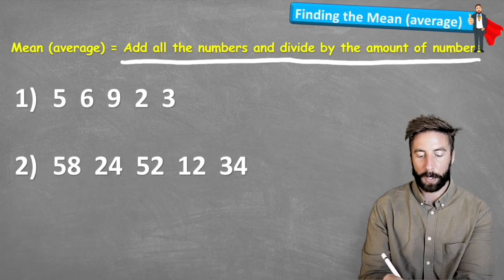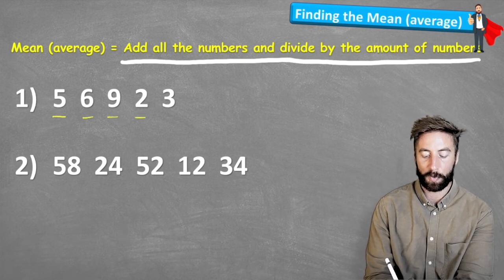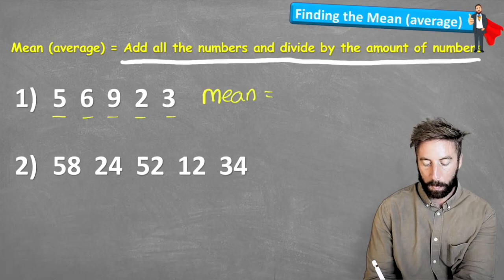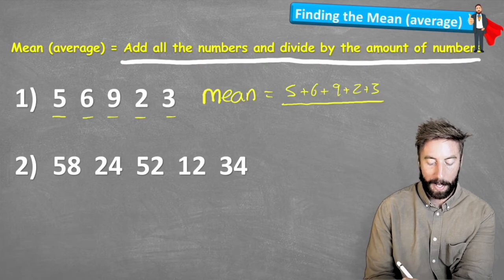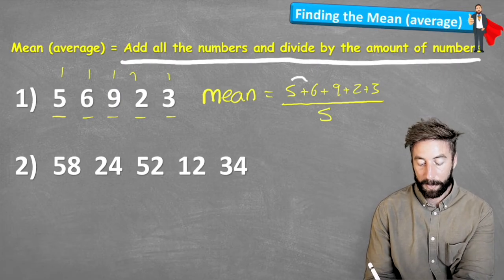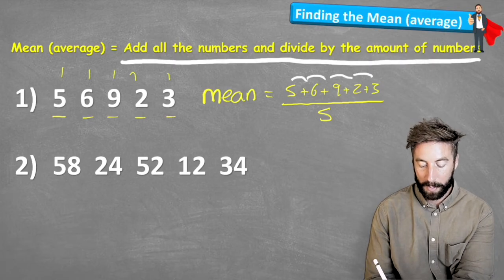Let's see what that looks like with question 1. So question 1 has numbers 5, 6, 9, 2 and 3. So let's add them up. So we have mean equals 5 plus 6 plus 9 plus 2 plus 3 divided by how many we have? We have 1, 2, 3, 4, 5. So let's add them up. 5 and 6 is 11, plus 9 is 20, plus 2 is 22, plus 3, 25. So we have 25 over 5.